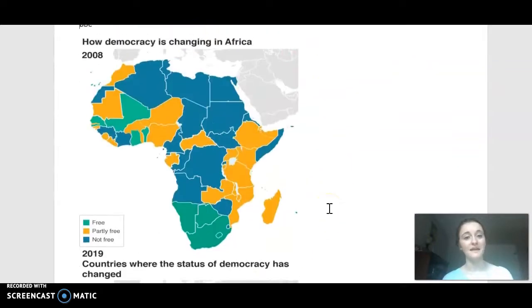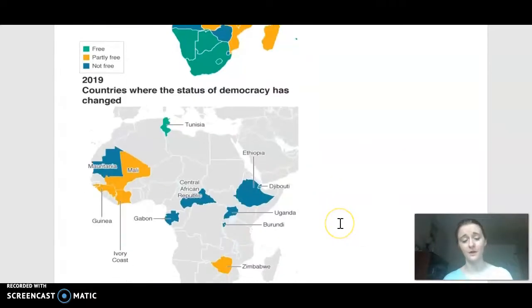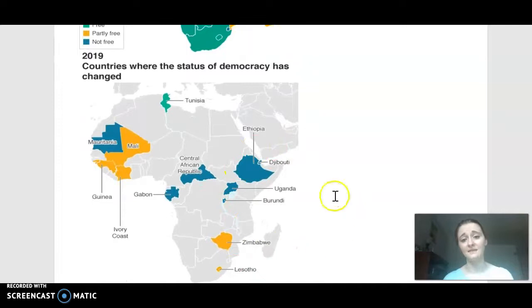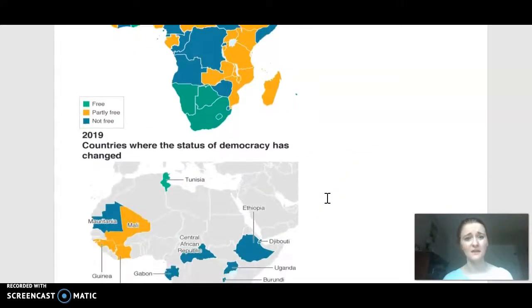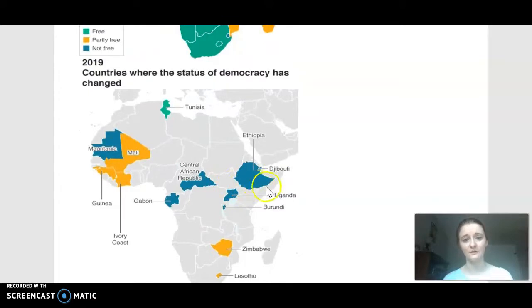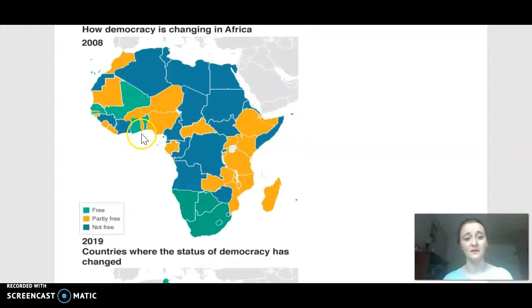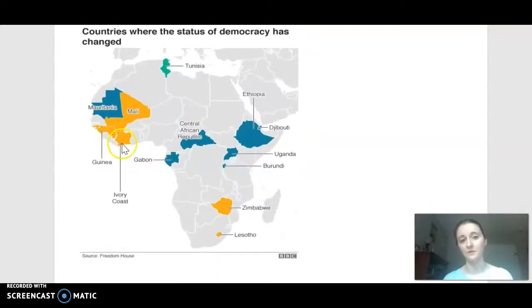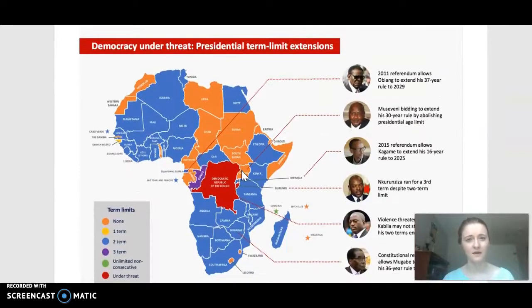So as far as that's concerned, even though that was 12 years ago, okay, you can see that in that time period, very few has actually changed, and some of them have changed to not free, right? Like Mali and stuff, they were completely free and now they're partially free. So you can see that there's certainly some step backwards.